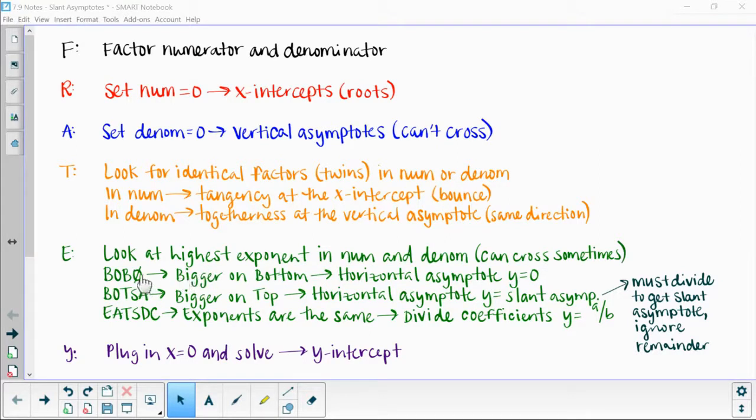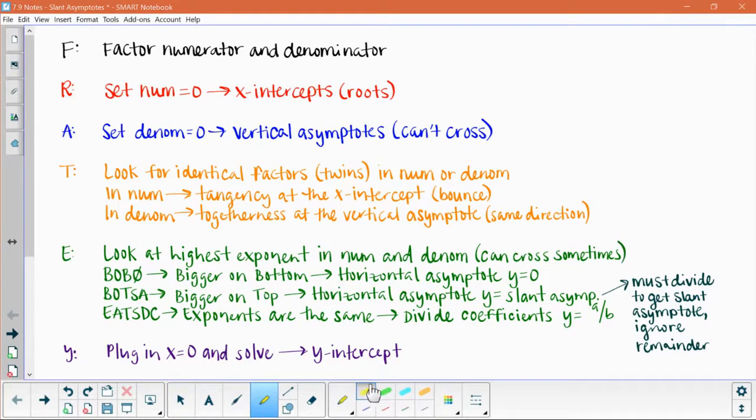So far we've only dealt with the BOBO, the bigger on bottom, where we got a horizontal asymptote of y equals 0, and the EATS DC, where the exponents are the same, therefore we divided the coefficients, and that gave us our horizontal asymptote. Now the third case, which is what we're going to be doing today, is BOTSA. Bigger on top, our horizontal asymptote is actually going to be a slant asymptote, meaning that it's going to have a slope to it. So in order to get this, we're going to have to divide to get the slant asymptote, and we are going to ignore the remainder.